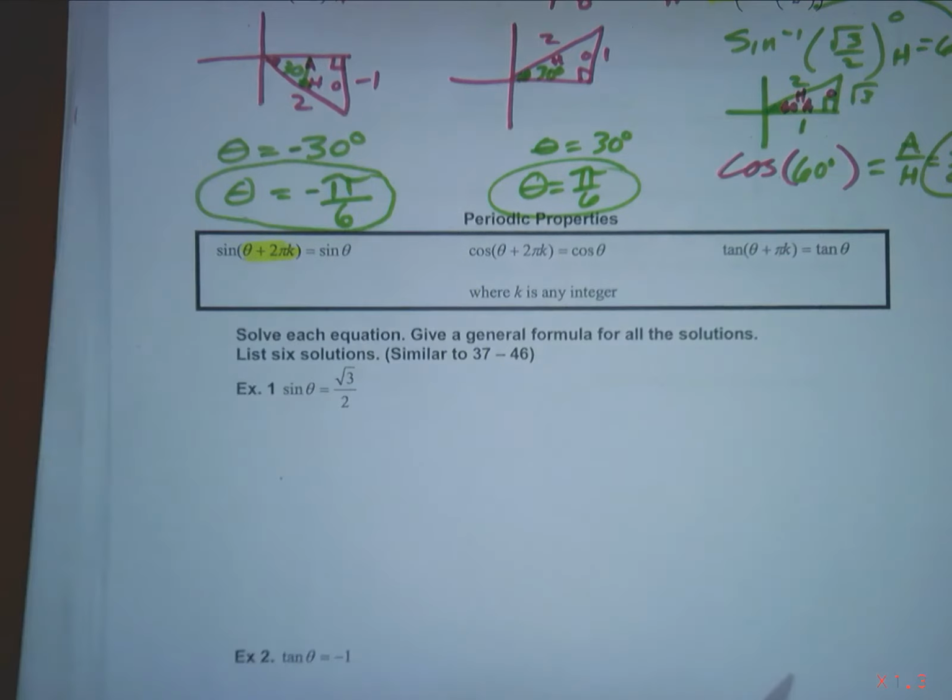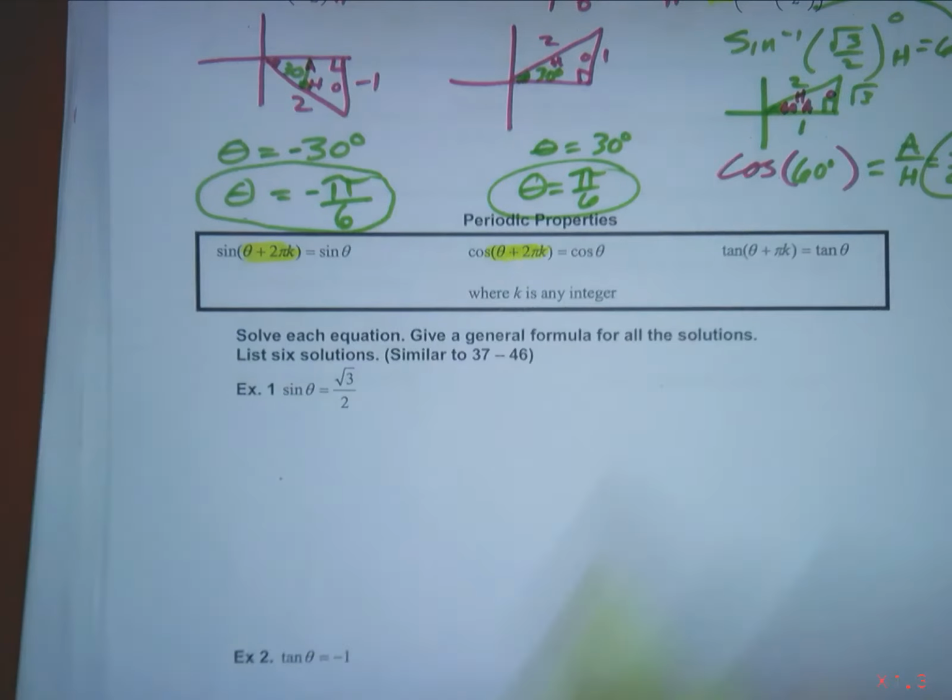Right now I'm going to focus on sine and cosine, that 2 pi k property, and then we'll explain how we're going to use it. Examples 1 and 2 say solve each equation and give a general formula for all of the solutions, and then list 6 solutions. So I've got sine of theta is root 3 over 2, and we want to solve for theta here.